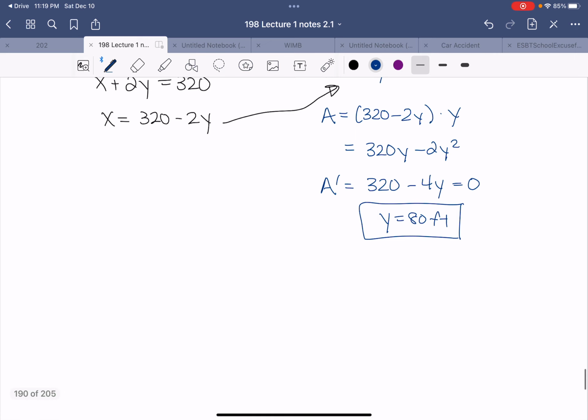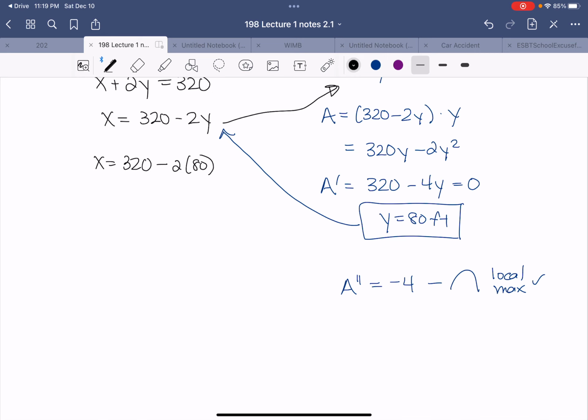Again, we're going to use the second derivative test to make sure that this is in fact a maximum area. So this is -4, which is negative, concave down, local max. So that checks out. Then we're going to take our 80 and plug it back in. So x equals 320 minus 2 times 80, which is 160, which gives you 160.